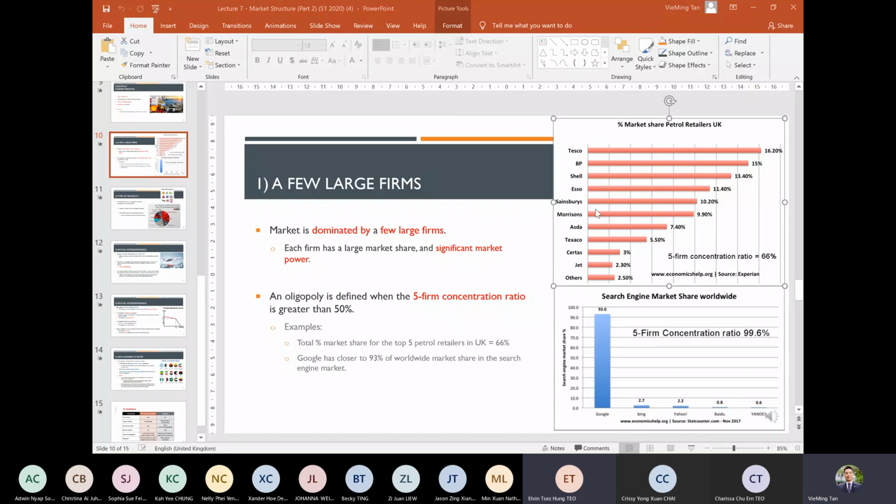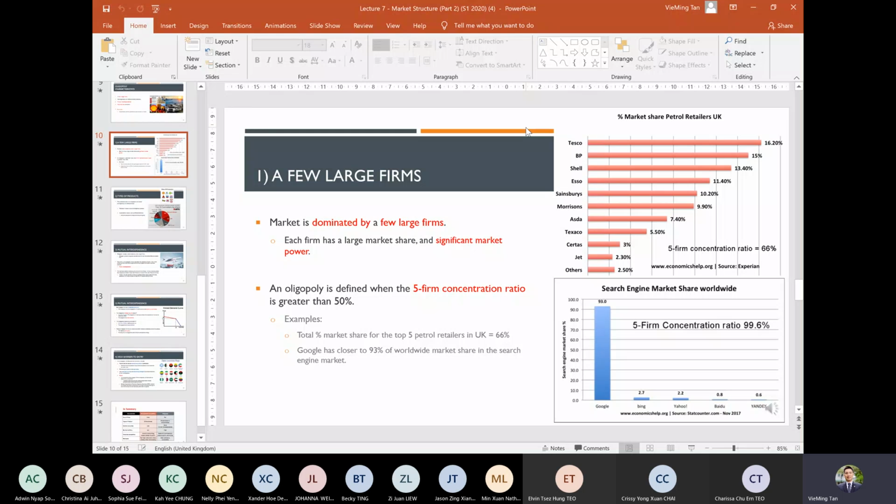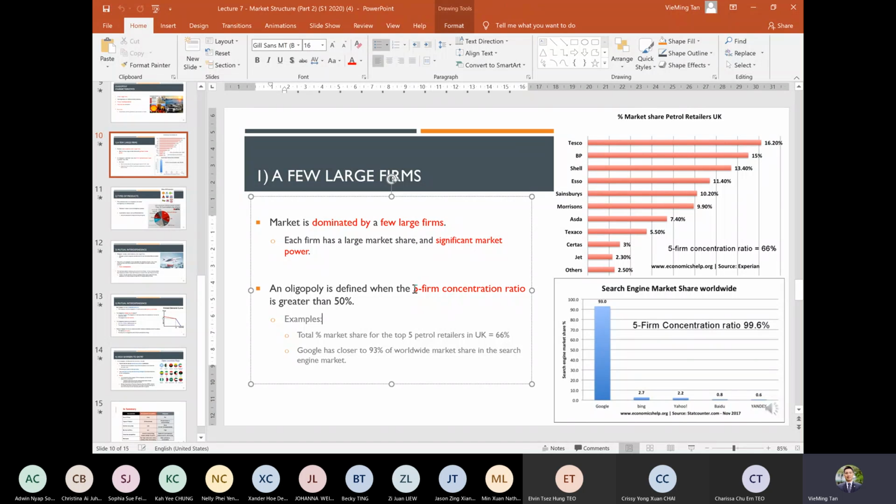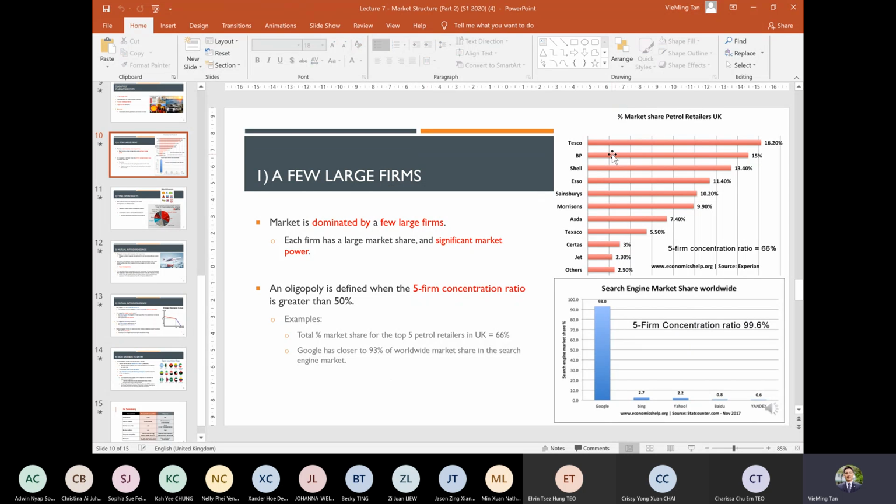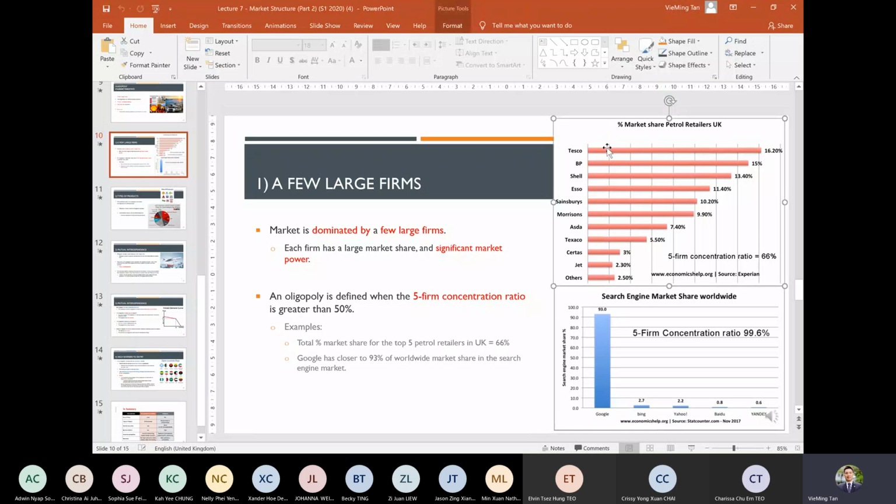Oh, sorry. Okay, so if you want to identify or justify whether the market structure of the firm is oligopoly or not, you can use the 5-firm concentration ratio to justify your answer. For instance, this slide shows the market share for the petrol retailers in UK. The company with the highest market share is Tesco, 16.2%. And the second biggest firm is BP, 15%.